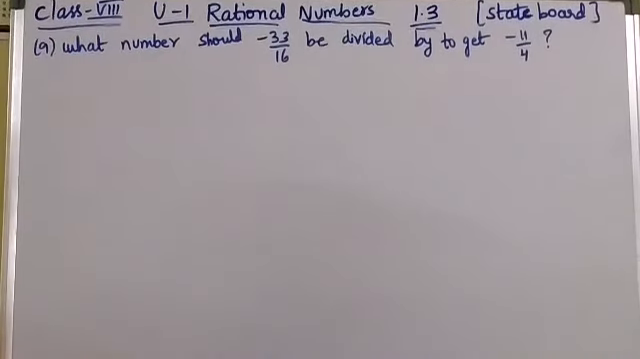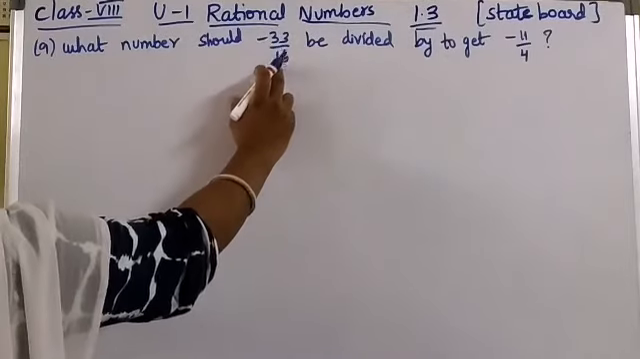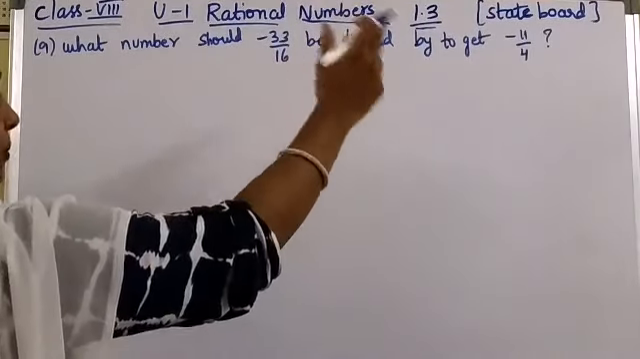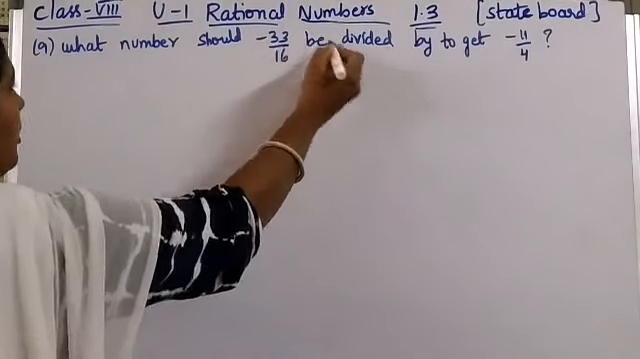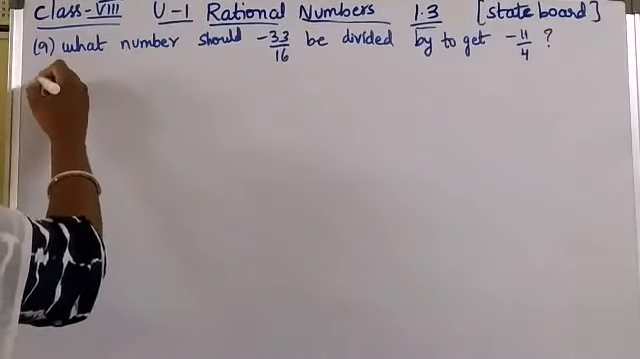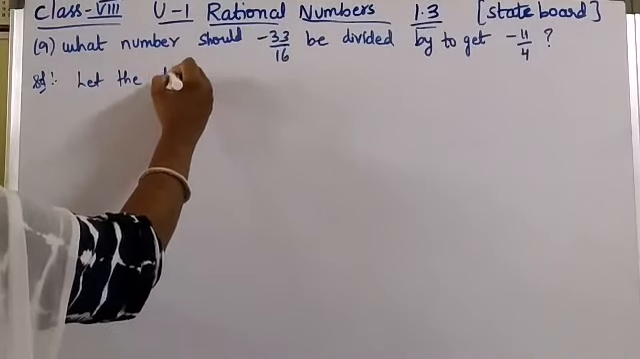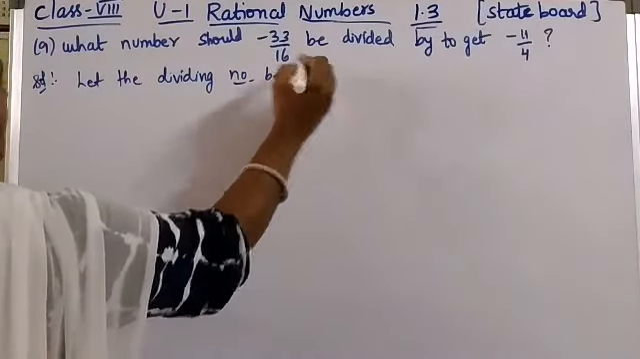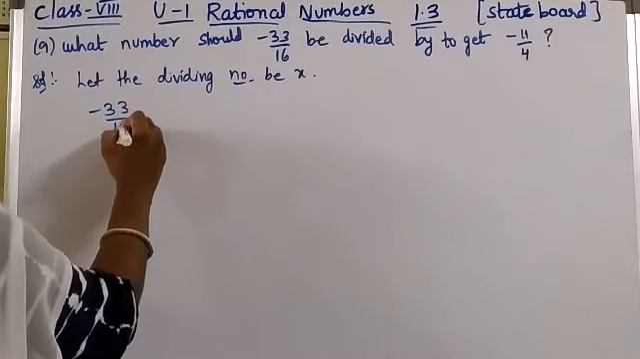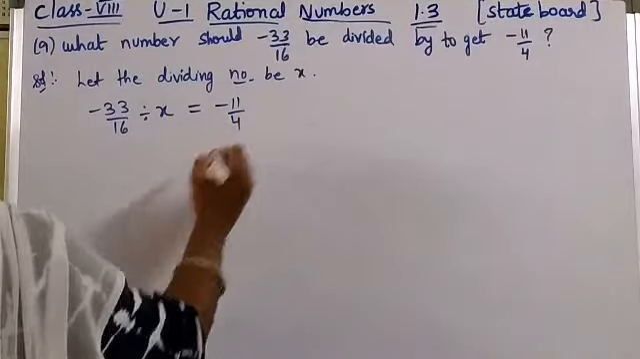Coming to the next word problem children, the 9th one. What number should minus 33 by 16 be divided by to get minus 11 by 4? So here this number should be divided by what number? We don't know that, right? So we should let the dividing number be x. Here minus 33 by 16 divided by what number, meaning x, so that you will get the answer as minus 11 by 4.